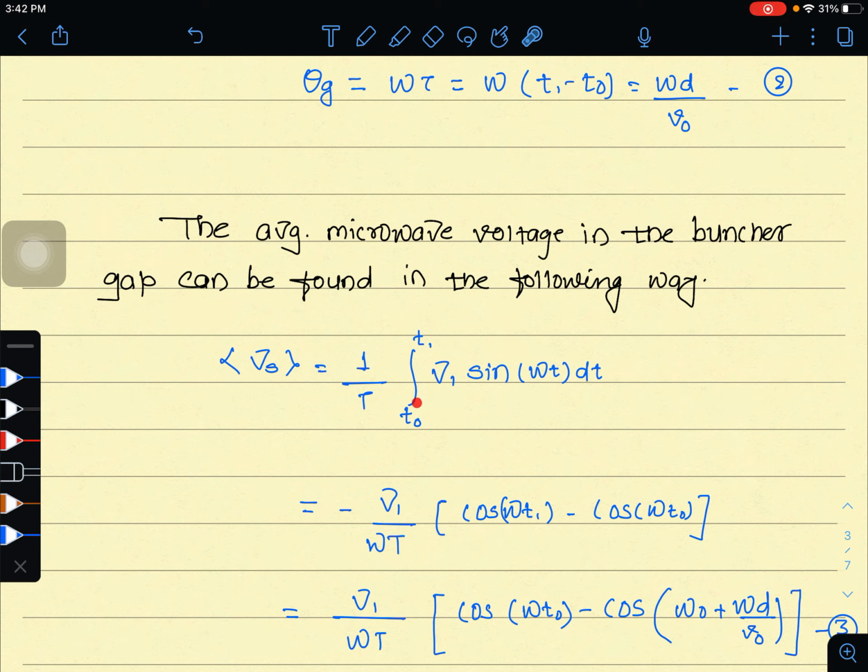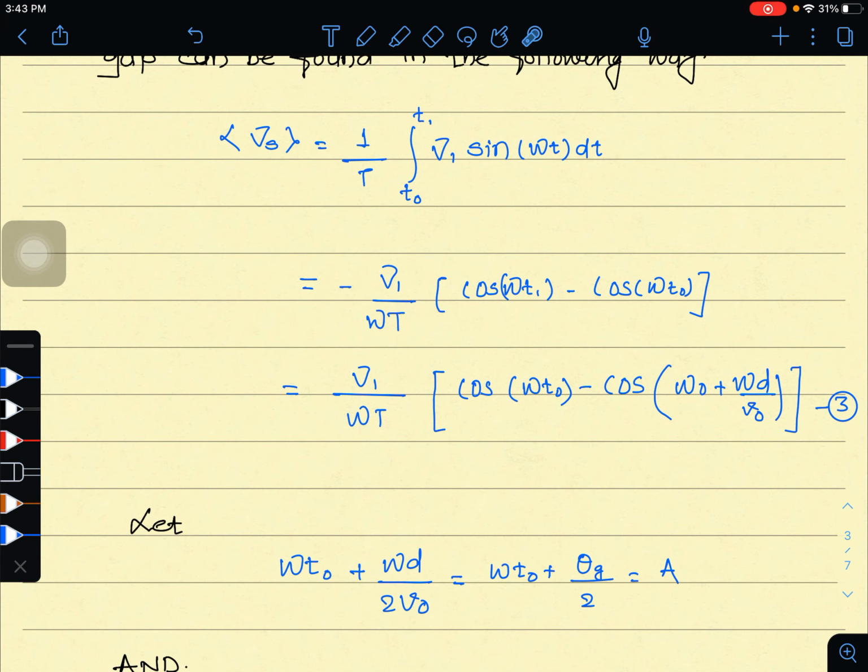1 by integration of limit t0 to t1 of V1 sine of omega t into dt. Okay guys, here we just see the integration term, that is the sine integration, it is the minus, and here it is upper limit minus lower limit, so we can easily write down these equations. So the V1 upon omega t in bracket, cos of omega t0 minus cos of omega t0 plus omega d by v0, just replacing these things.